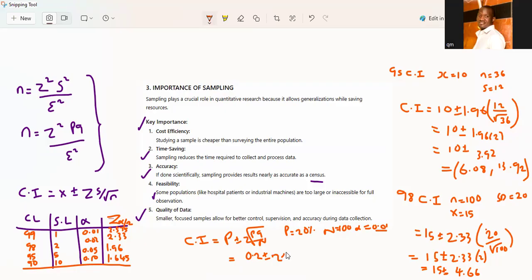Then PQ: our P in this case is 20%, 0.2. Our Q is 80%, 0.8. And our N is 100.